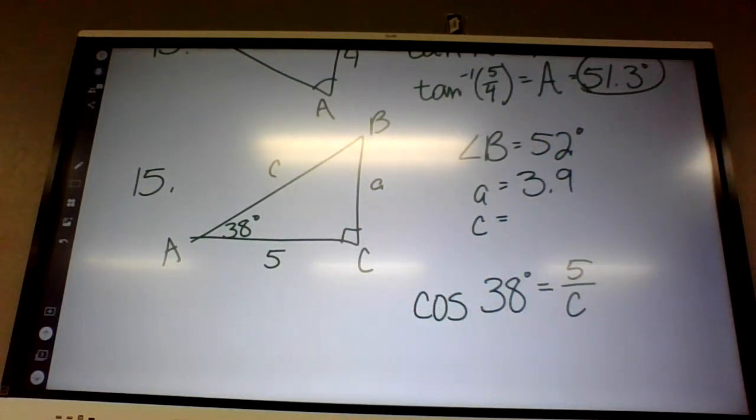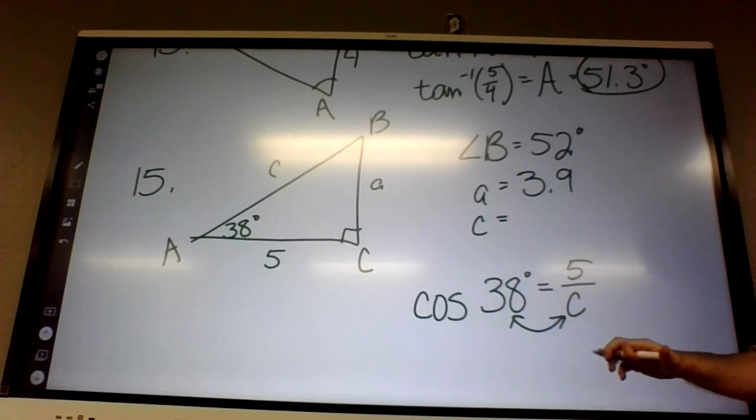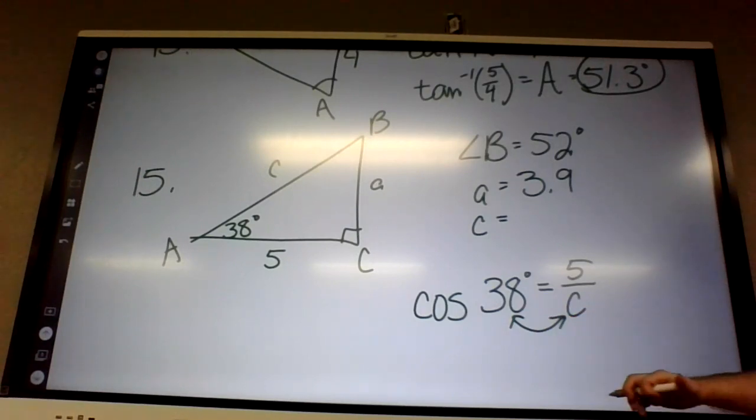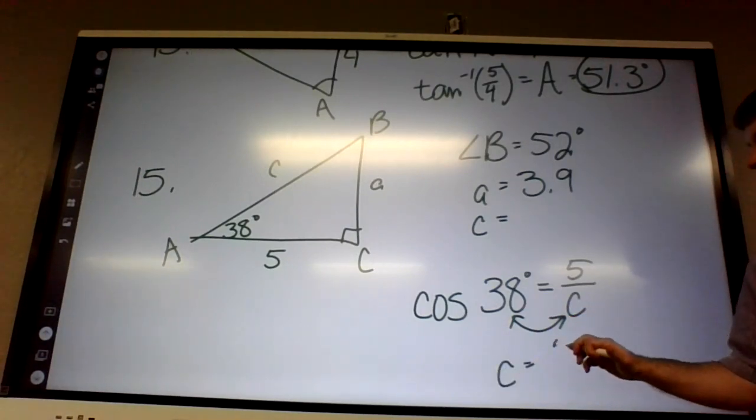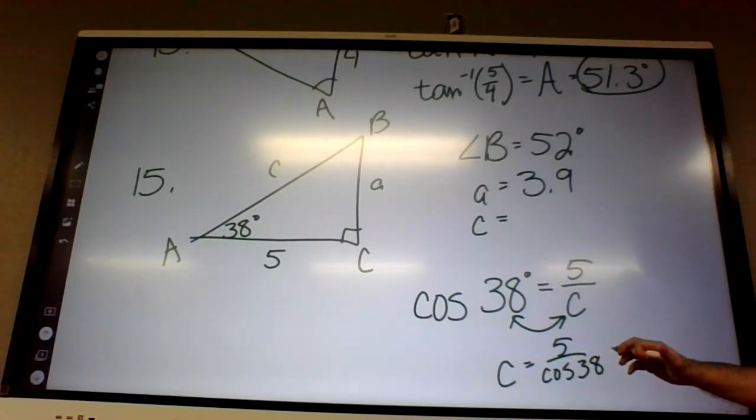So we got the variable on the bottom again. Do you guys remember how we did that a few minutes ago? Cosine divided by cosine. Yeah, these two kind of switch places. So C equals 5 divided by cosine. 6.3.